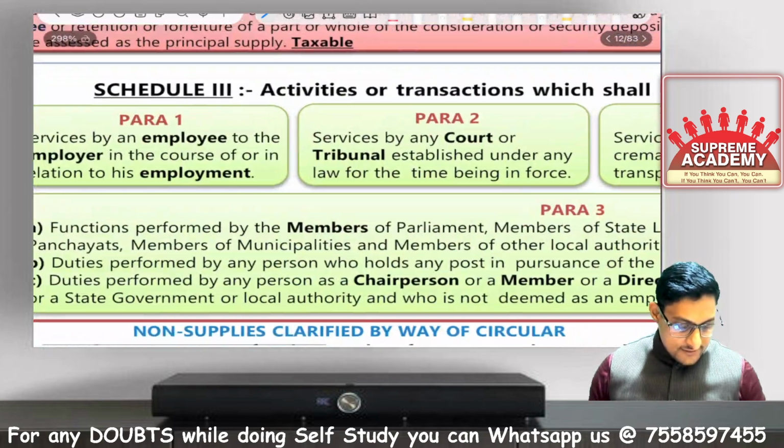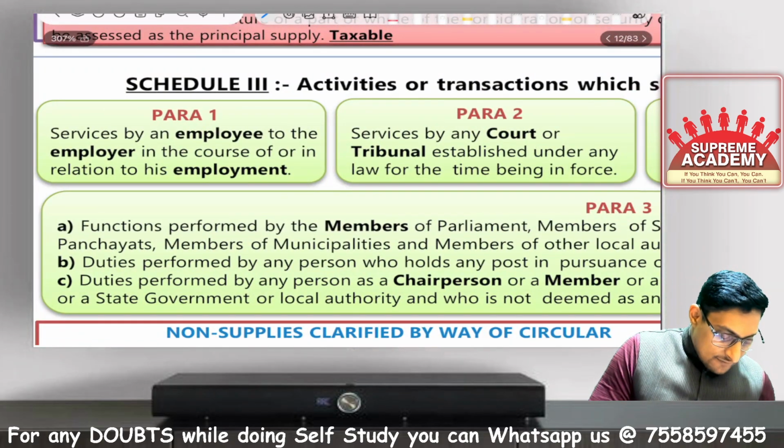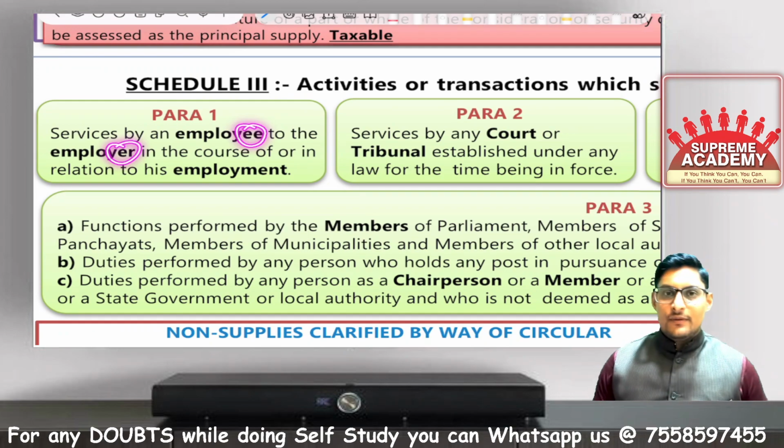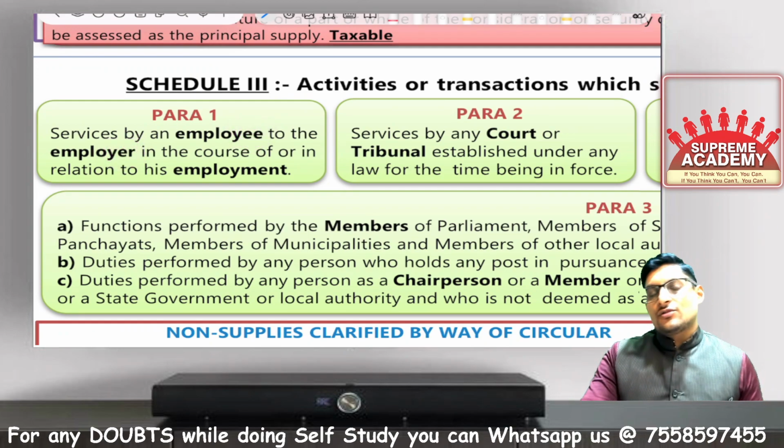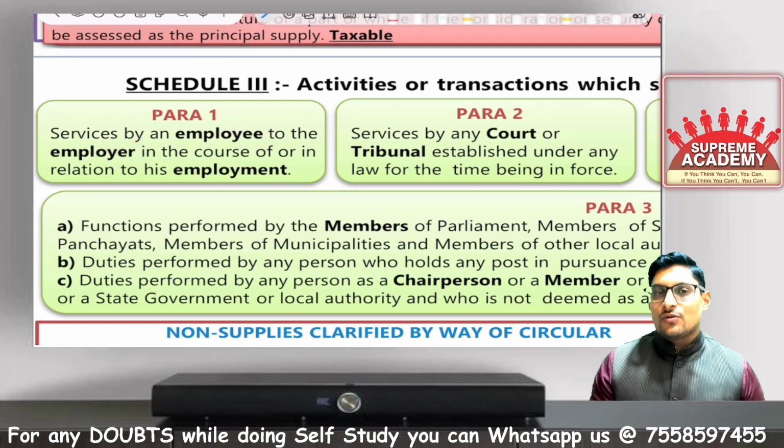Now, what are the entries? Para number 1. Services by employee to employer. An employee giving services to the employer in the course of or in relation to the employment.